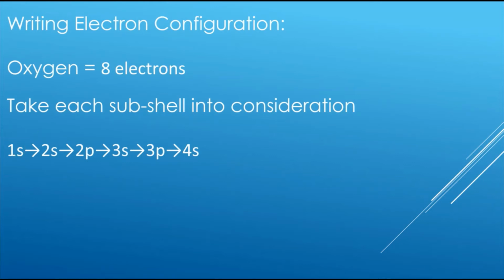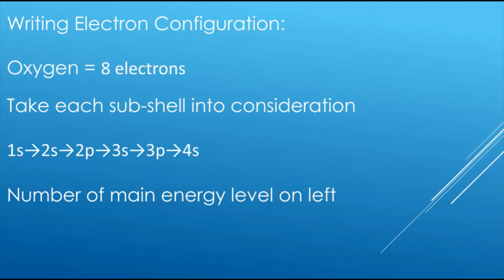And we know how many electrons each of these subshells can hold. For example, S can only hold 2 electrons, and that's how we know when to move on to the next one. So for example, we have oxygen, which has 8 electrons. We need to fill the 1s subshell first, so that would fill up with 2 electrons.